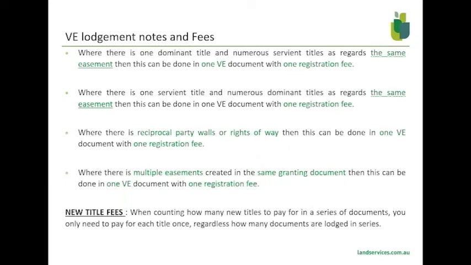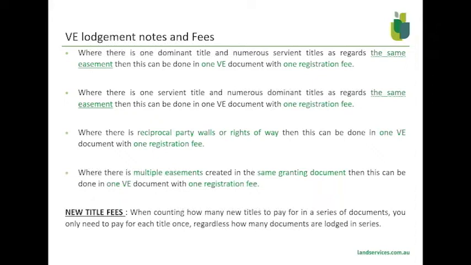In a VE document, you may have only one dominant title, but many servient titles. And provided they are all the same easement with the same creation dealing, it can be dealt with in one document with one number and one registration fee. It also applies to where there is one servient title and many dominant titles. As long as it is the same easement, then it can be included in the one document. If you have reciprocal party rights or rights of way, then they can be dealt with in one document, as they would have been created in the same document.